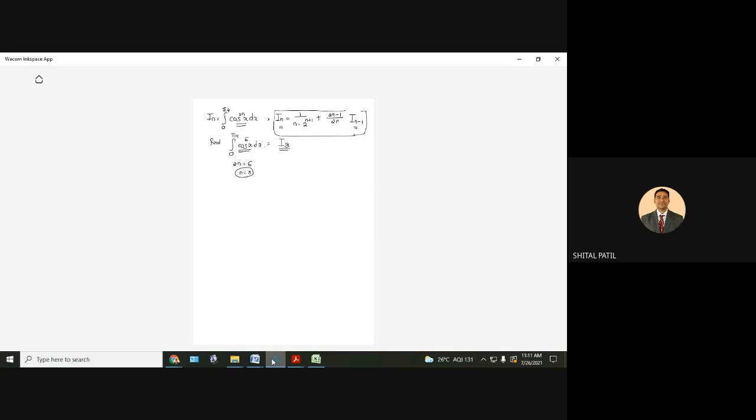Say equation number 2 and this is equation number 1. Limit 0 to pi by 2 should be there, right? It is the basic formula, but in that case, reduction formula is different. I'll write it after some time, after this example. So reduction formula is not like this in case of 0 to pi by 2.